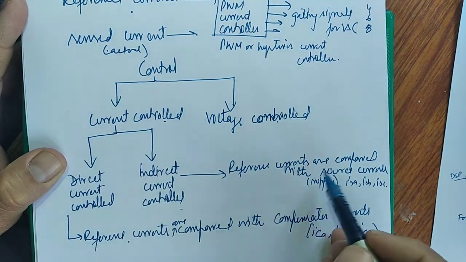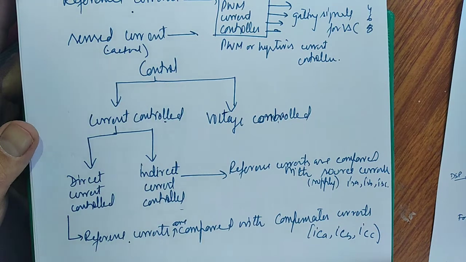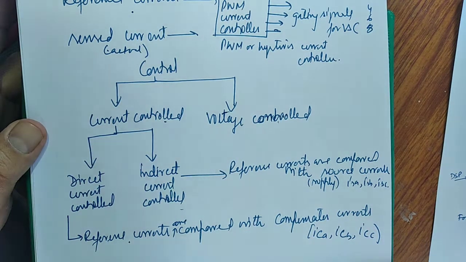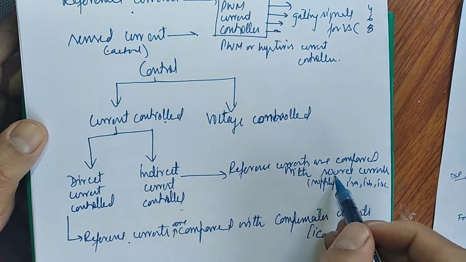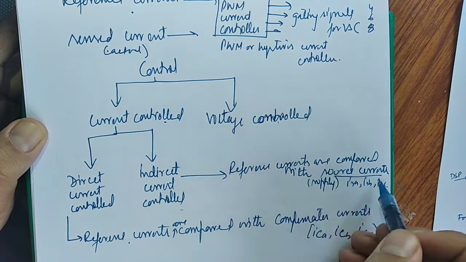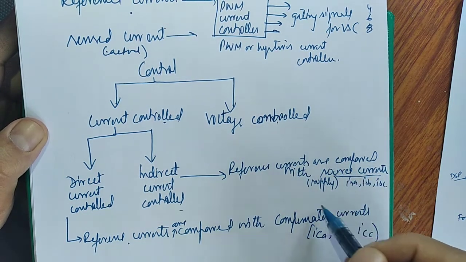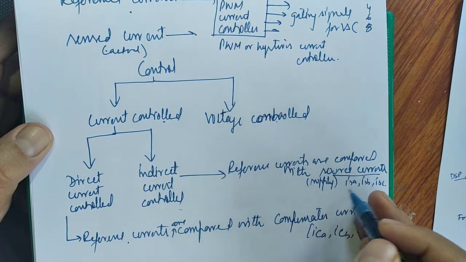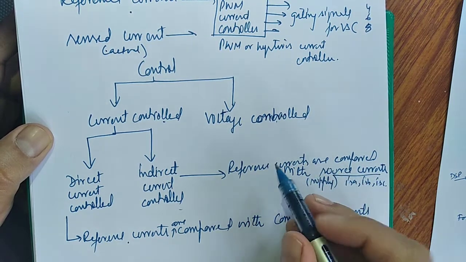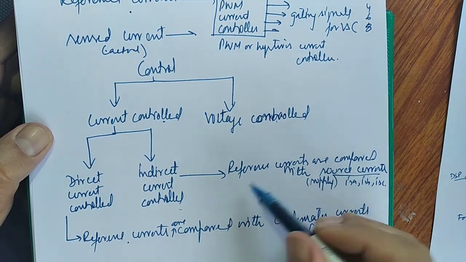Indirect control means reference currents are compared with the source current, because indirectly we are making the grid currents sinusoidal, balanced at unity power factor. So this is indirect control, because we are comparing the reference current with the source current, as we are mitigating problems at the PCC. We want the source current to be sinusoidal, balanced, and at unity power factor with the voltage. That's why it is indirect control, because the compensator has been used to make the source current sinusoidal, and actually we are comparing the reference current with the sinusoidal current. This is indirect current control.